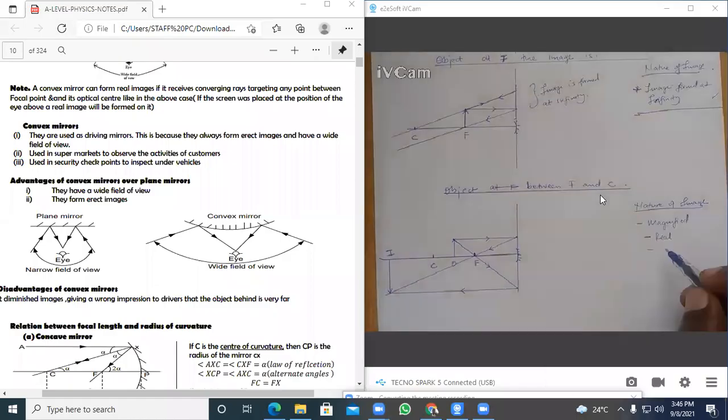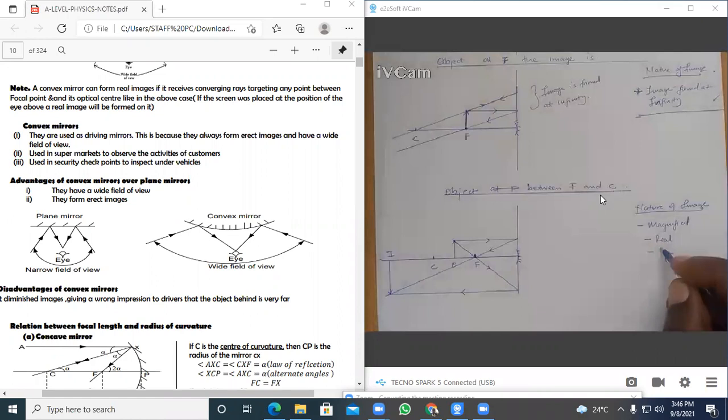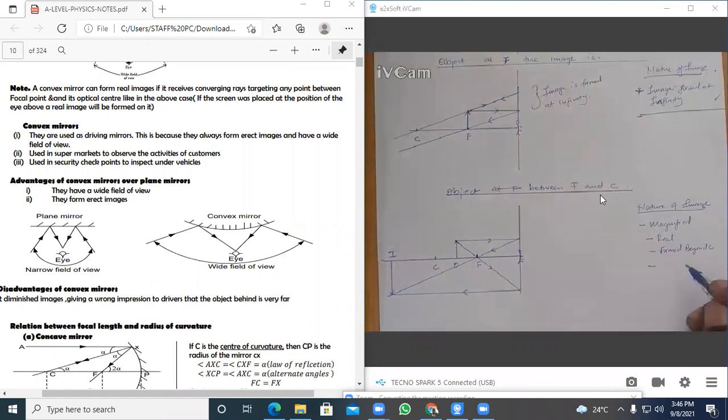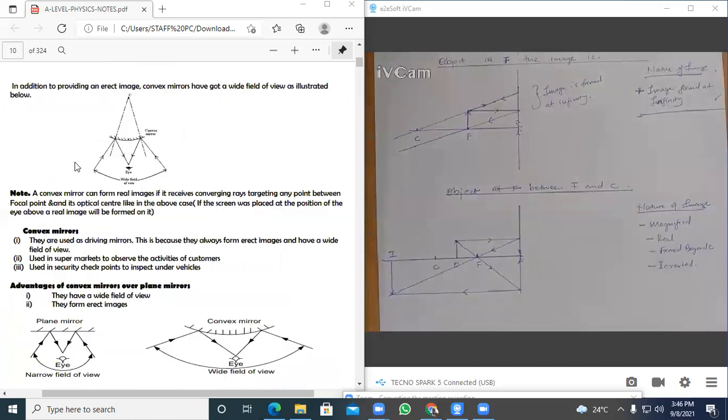So this is real. Now here it is magnified. The other one is big, it is beyond C. The other one was white. On heating it turned yellow. On cooling it went back to white. Now the image is inverted. So those are some of the properties of the image.